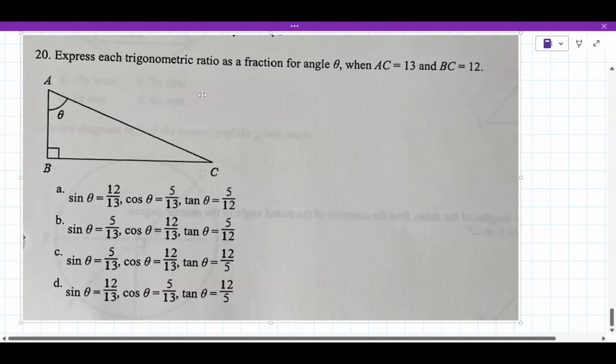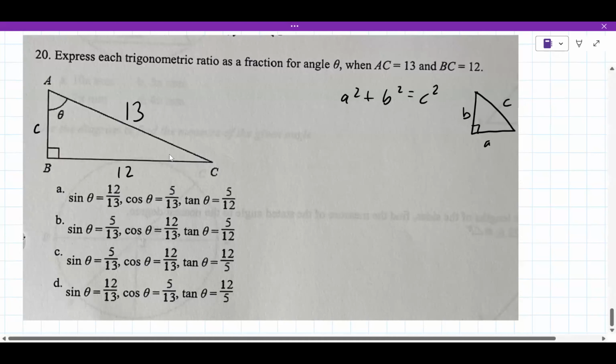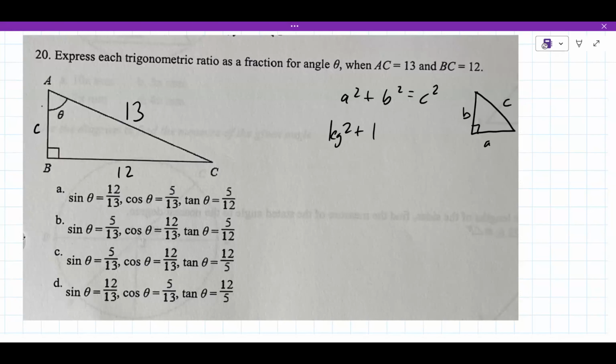All right, express each trigonometric ratio as a fraction for angle theta, where AC equals 13. So that's the hypotenuse. BC equals 12. So notice that you are missing little c here. Now, a squared plus b squared equals c squared is correct, but you have to remember that it refers to a triangle where a and b are the legs and c is the hypotenuse. C is not the hypotenuse in the problem. So sometimes it's better remembered as leg squared plus leg squared equals hypotenuse squared.